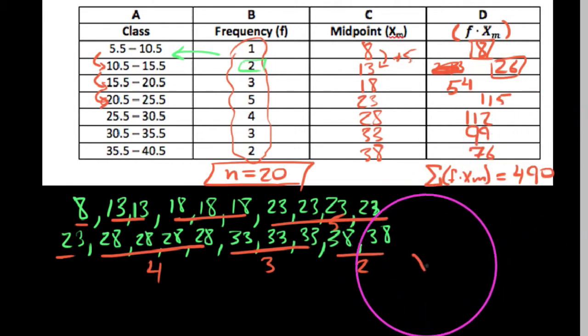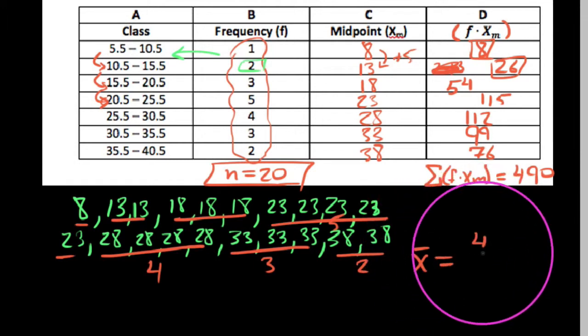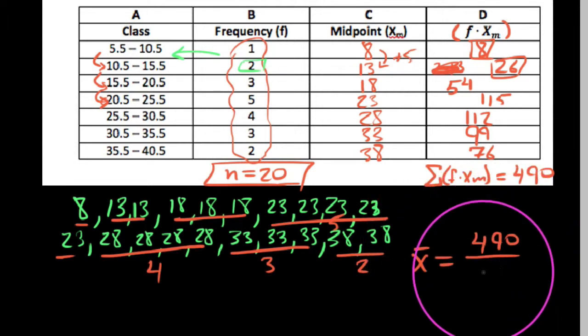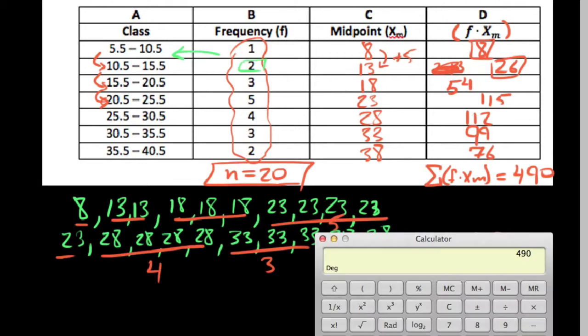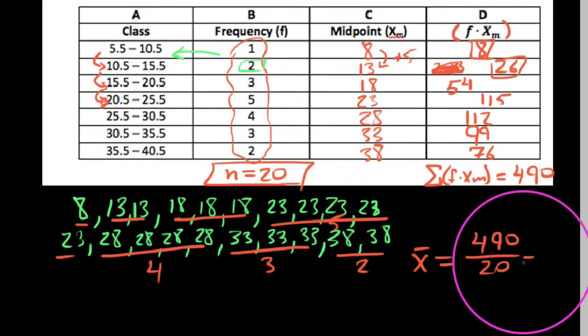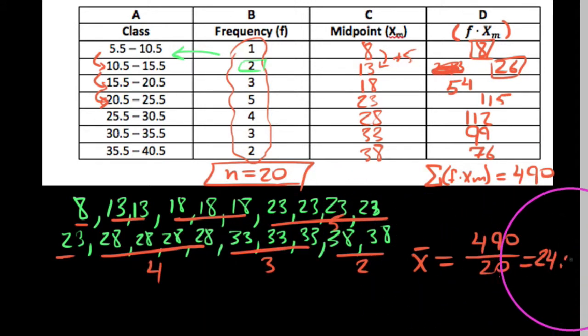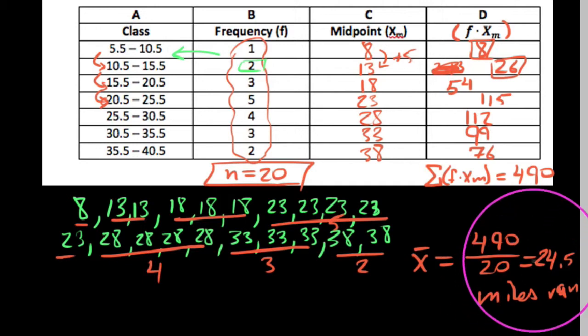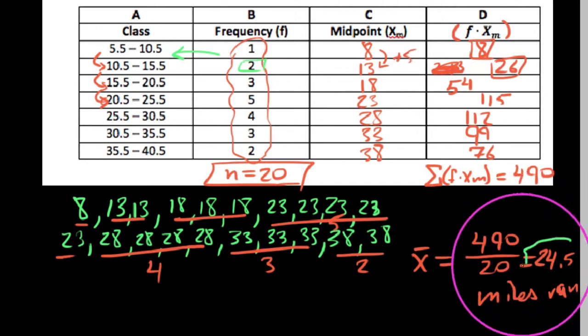So to find the average, we say x bar is our sum of our frequencies times class midpoint split 20 ways. And again, we could just use a calculator to do this here. We say 490 divided by 20. So 24 and a half. So we're going to go out one extra place value, 24 and a half, and this is miles run. Miles ran is past tense, is our average for this data set here.